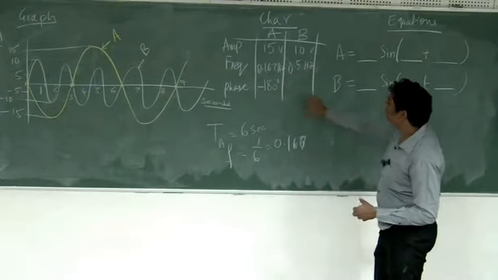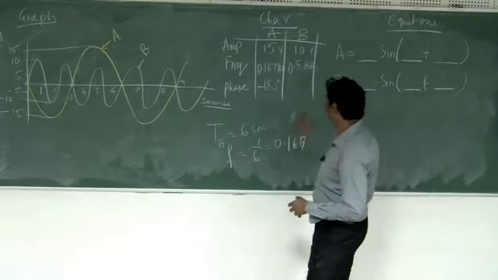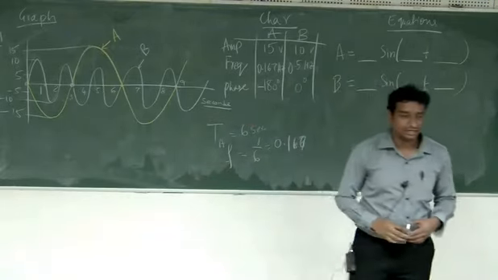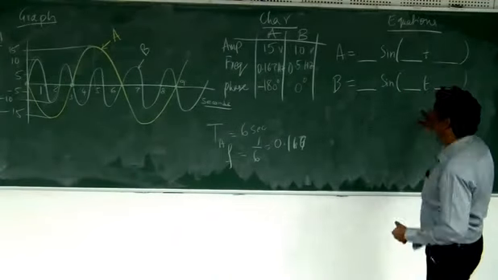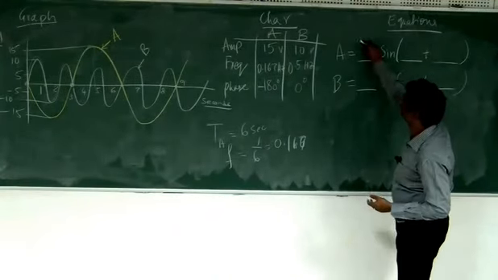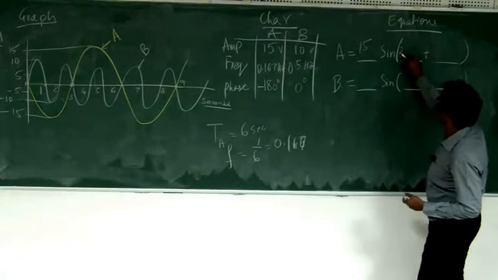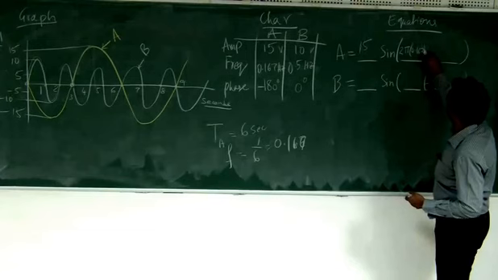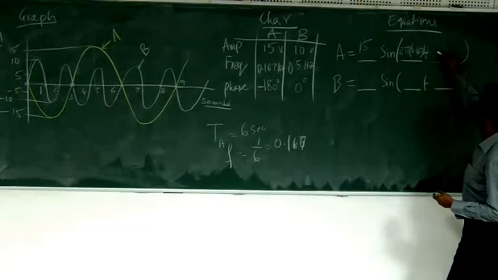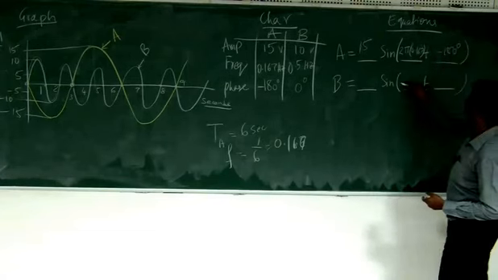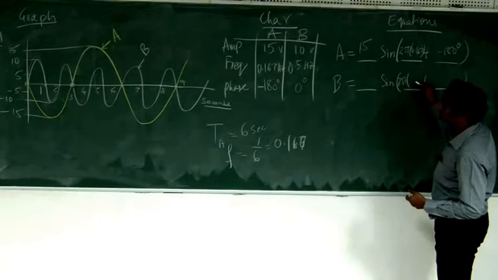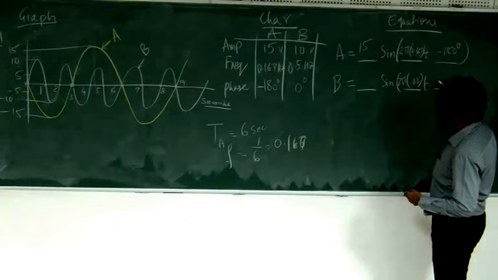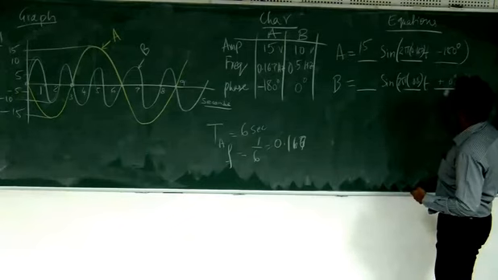Phase of B, that's easy, 0 degrees, because this is just starting. And in the equation form, just quickly see here, this is 15 and 2 pi into 0.167 t, and then minus 180 degrees. This will be 2 pi into 0.5 t, minus 0 or plus 0 degrees.